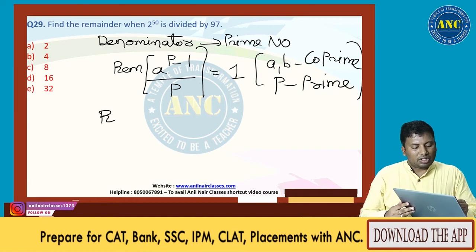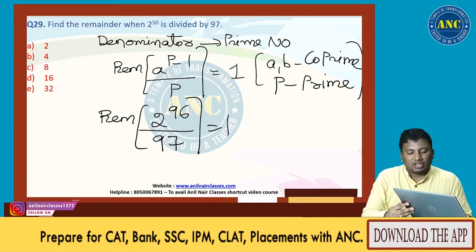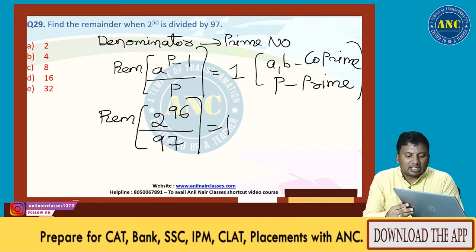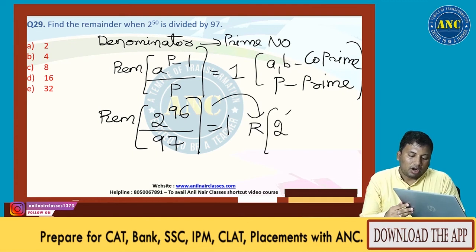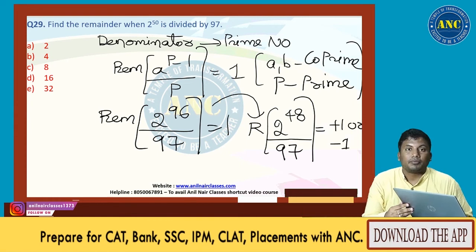According to this question, very beautifully you can solve it by using the answer options. 2 power 96 divided by 97 is 1. Just think logically: 2 power 96 divided by 97 is 1. One of the possibilities is that 2 power 48 divided by 97 is plus 1 or minus 1. Do you agree?